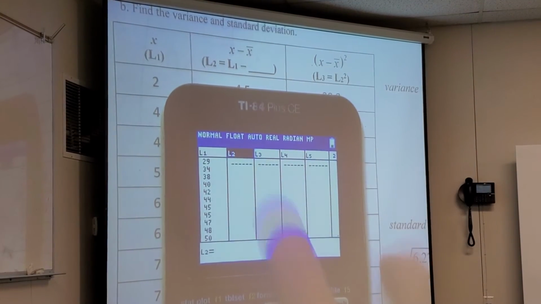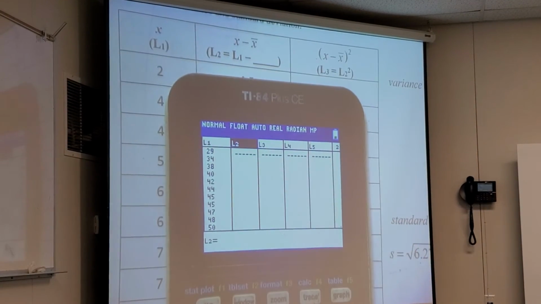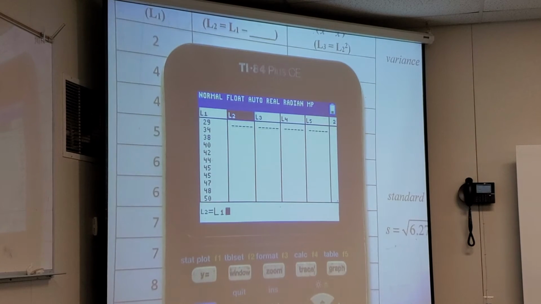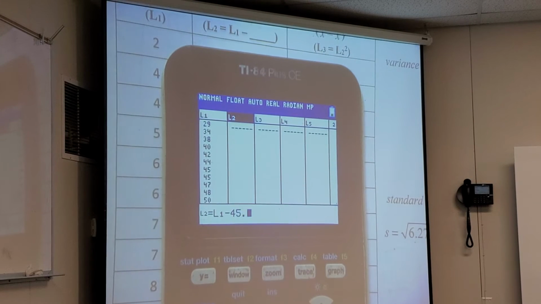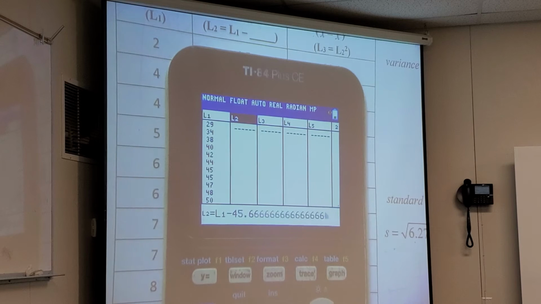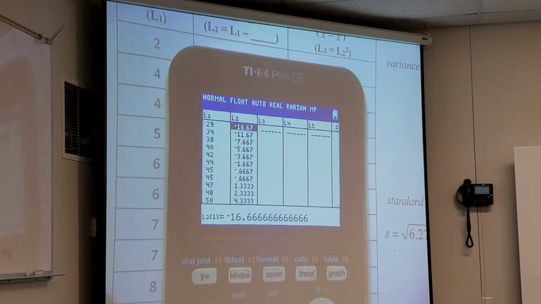So, what do I want this second list to be? Where are my x's? L1, minus the mean, which is 45.666. Just put 6 in there till you go crazy. Enter. You could also, yes?